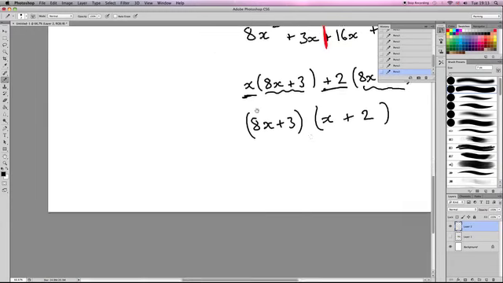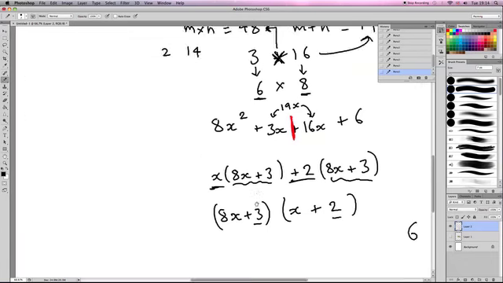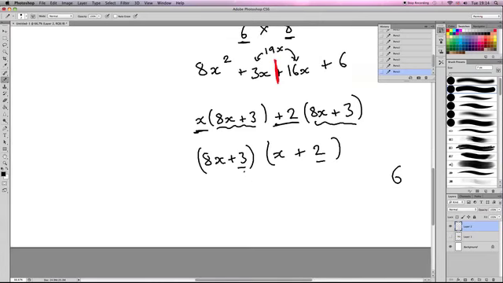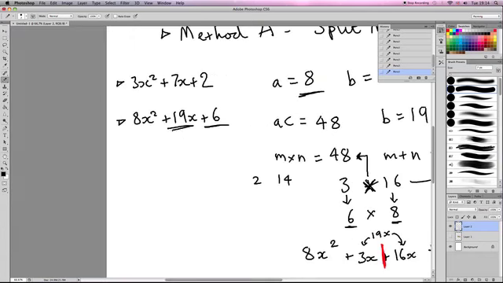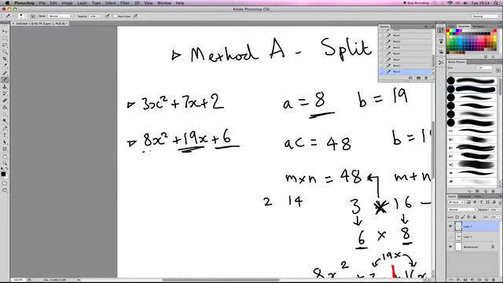Let's double check it just to see if we're correct. I've got 3 times 2. That should give me a positive 6. I've got a positive 6, brilliant. I've got 3 times x, so I get the 3x. I've got 8 times 2, so I've got 16x. So that makes 19x. Yeah, perfect. And 8x times x does give you 8x squared, and we got that there.